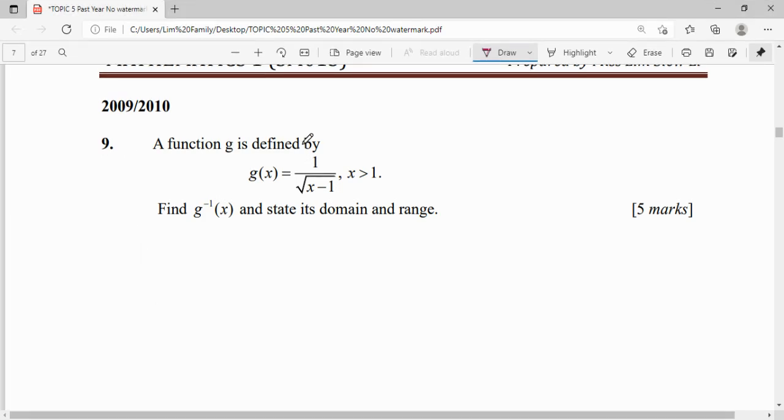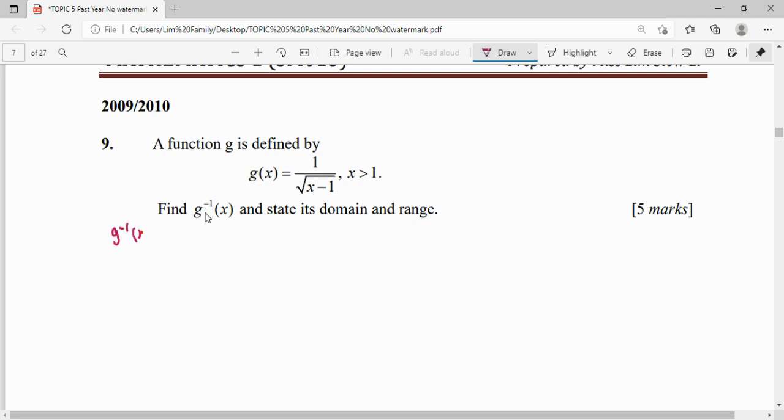So for question 9, a function is given by g(x) equals 1 over square root of x minus 1. Notice that this function is a rational function and also a surd function. So it has two characteristics, which is rational characteristic and surd characteristic. So for the first part, find the g inverse.